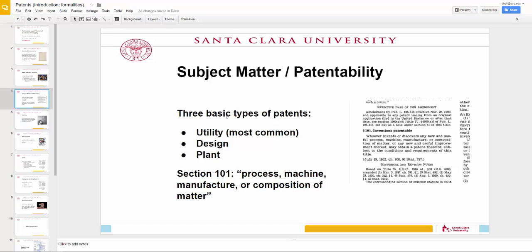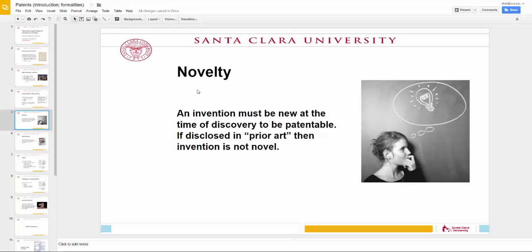We have three basic types of patents. The utility patents are the most common, and that's followed by design and plant patents. So again, there's a novelty requirement to be eligible for patent protection. An invention must be new at the time of discovery. If it's disclosed in what's called prior art, then the invention is not new, not novel, and may not be eligible for patent protection.